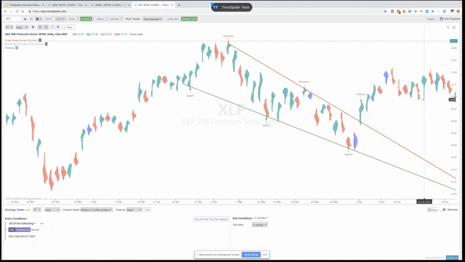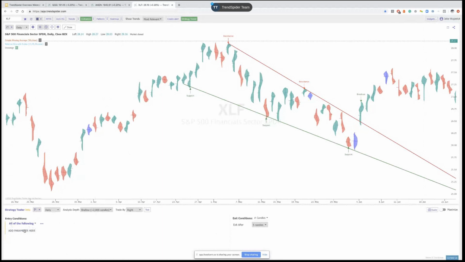So all in all, blue raindrops are really a sign of possible volatility, especially with these higher liquidity stocks such as your FANG stocks, your ETFs like SPY, the Qs, that type of thing. And you can always back test these. All you have to do is go to the strategy tester, input the raindrop.